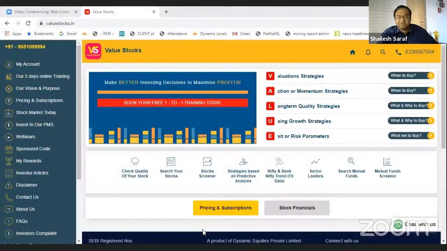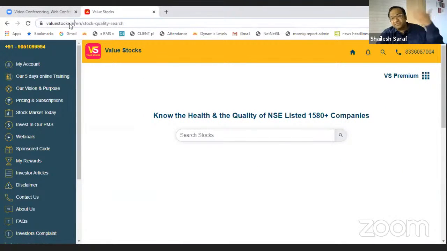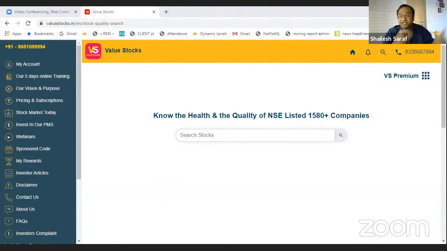Okay, so let's go to the first thing on the app right now. Check quality of your stock. Our app name is Value Stocks, and there is a website also, valuestocks.in. Right, you can see he's marking it, valuestocks.in. These are all paid stocks, nothing is free right now. We are planning to make this page free in the next few days so that you can also do a lot of analysis yourself, so you can understand.